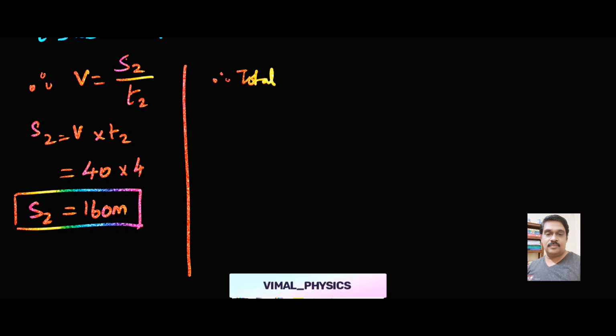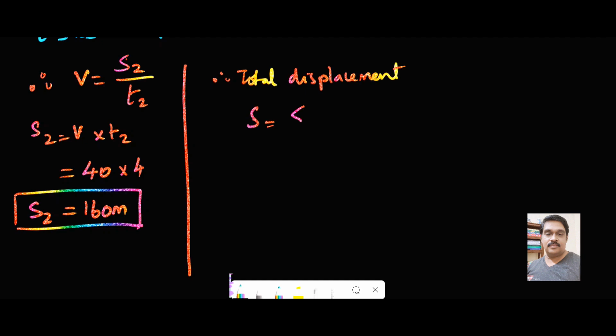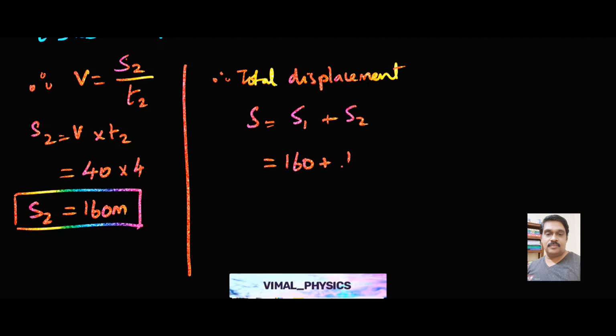So in the first time interval it is 160 meters, and in the second time interval also it is 160 meters. So s is equal to s1 plus s2, which is 160 plus 160. We get 320 meters. So that will be the total distance covered.